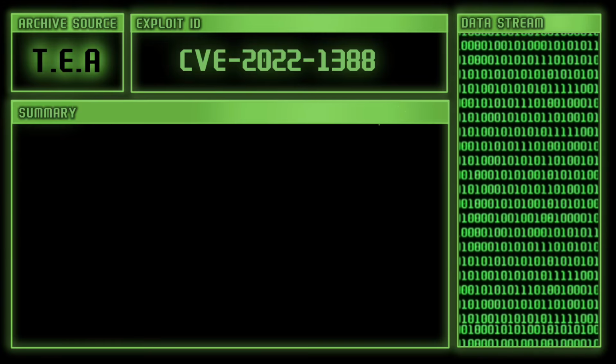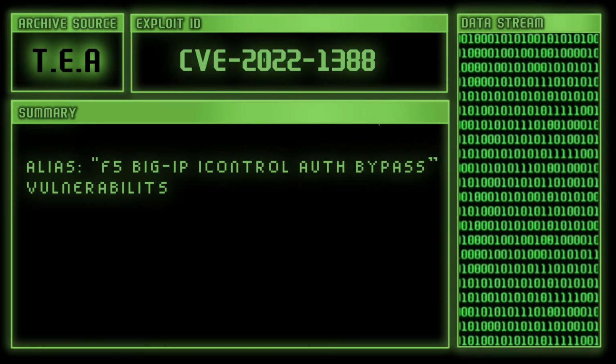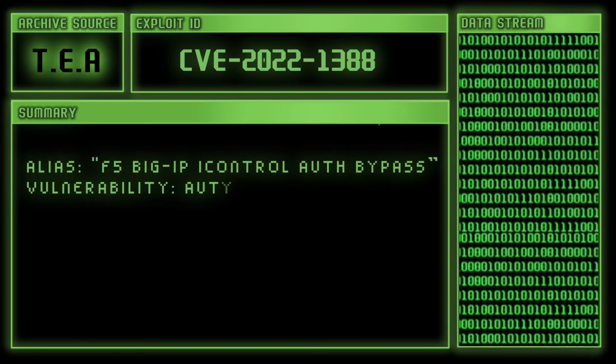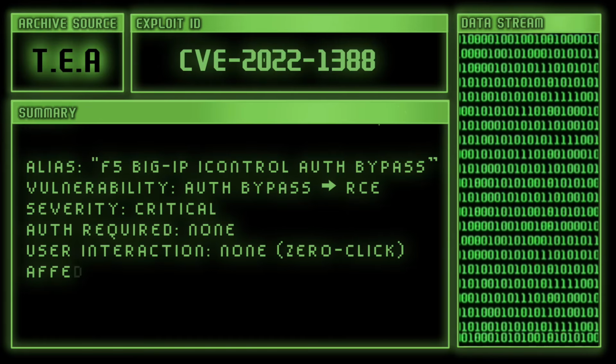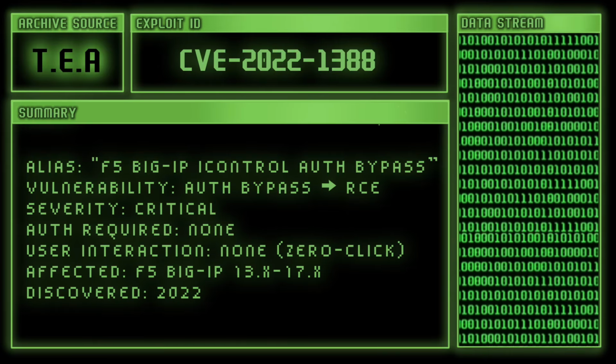An authentication bypass in an F5 Big-IP, a device used by companies to manage and protect their internet traffic. Hackers could run code on it just by sending a request, and because F5 devices sit at the front of so many networks, it became a massive target to exploit. This is CVE-2022-1388, the Big-IP authentication bypass. With a CVSS score of 9.8, this was a critical flaw.